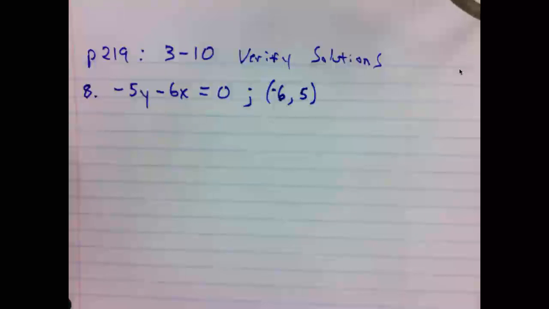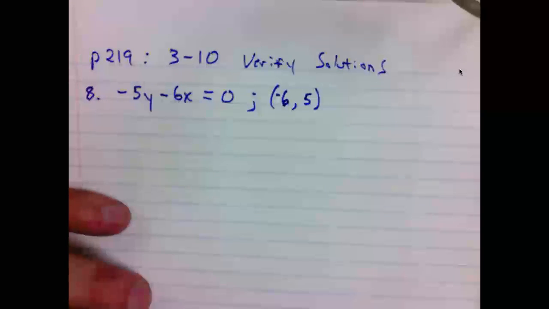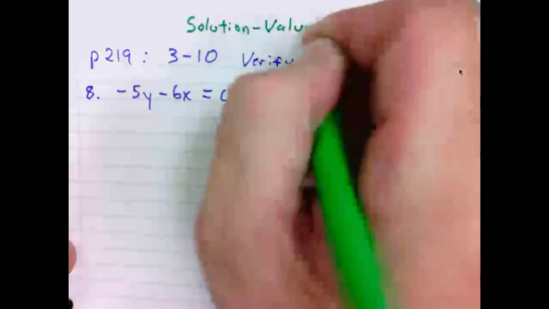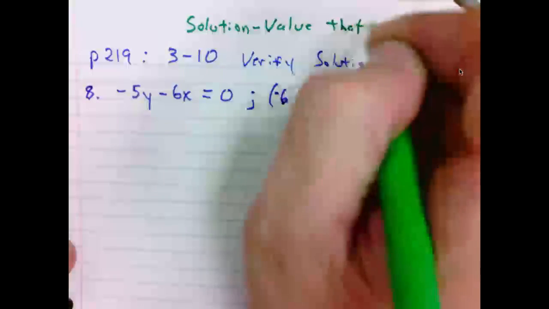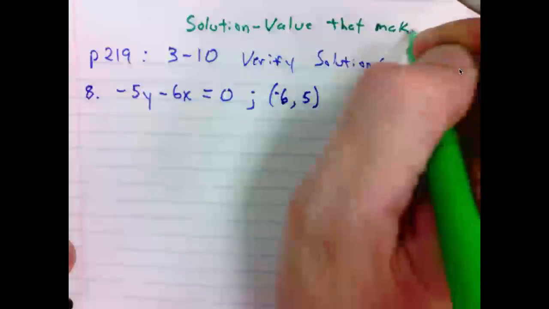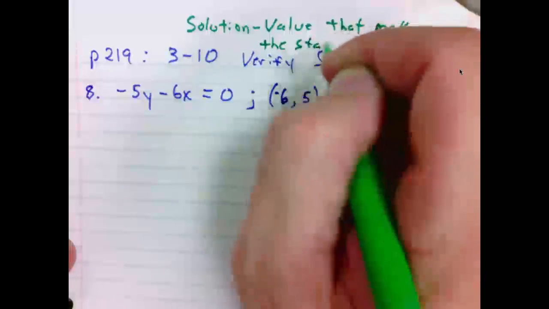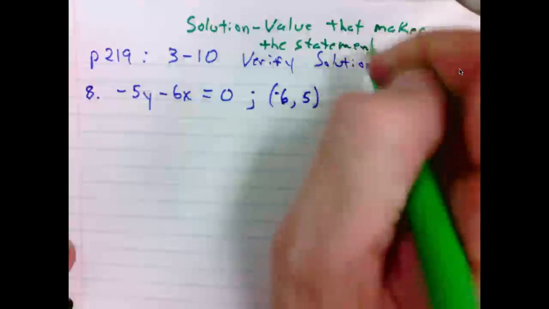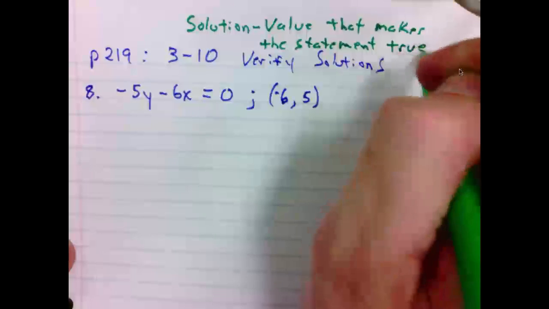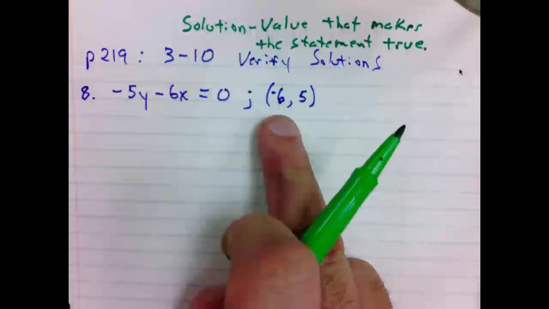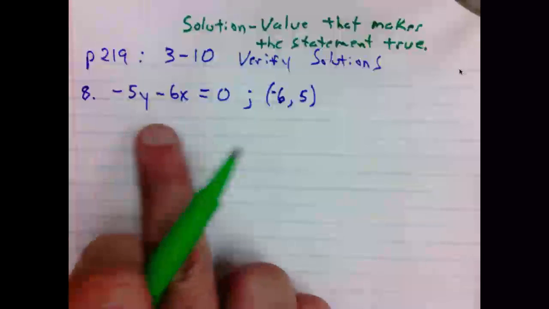Remember, our definition of solution is a value that makes the statement true. All right, so we want to know, does the ordered pair negative 6 comma 5 make this statement true?